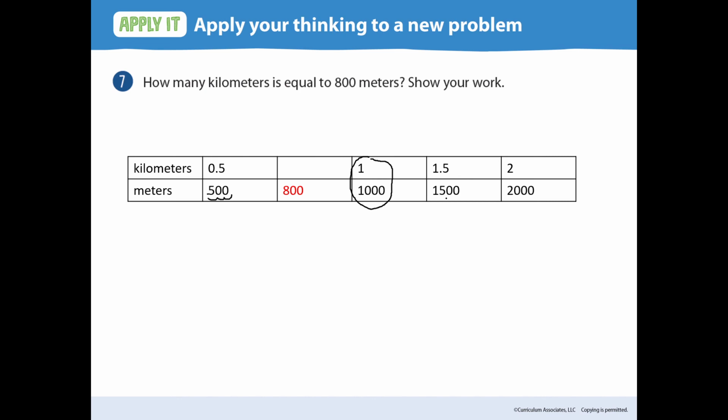Same as over here, we have 1.5 kilometers is 1,500 meters. If I have 1,500 meters and I want to convert to kilometers, I move 3 places to the left, and there I have my 1.5. 2,000 meters, I divide by 1,000, move 3 places to the left, and there I have my 2 kilometers. So let's look at our 800 meters. This is the one that we need to figure out. So 800 meters, to convert to kilometers, I would divide by 1,000, which is moving my decimal 3 places to the left. And we see that 800 meters is the same as 8/10 kilometer.